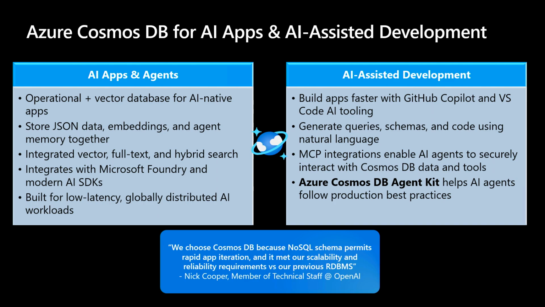Now, thinking about development and AI, so we all know vibe coding, for example. You're probably using GitHub Copilot to build applications faster, and there are also other tools that you can use to build even faster than with regular NoSQL. But then there are also ways to use AI to generate queries and code using natural language. MCP integration, super important, is like a USB-C for apps and agents these days, a standard way to connect to databases and other services securely.